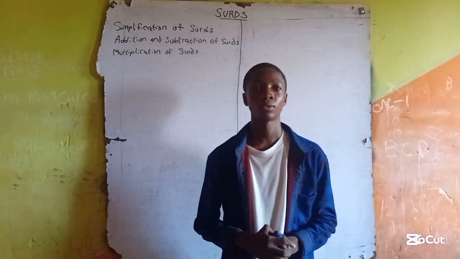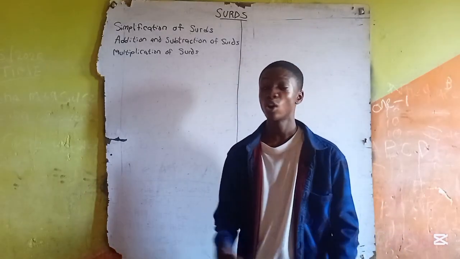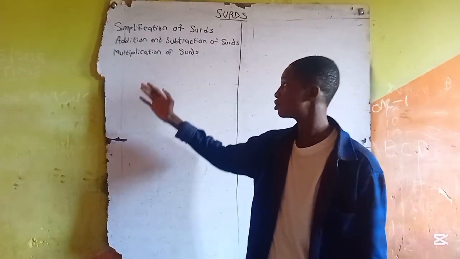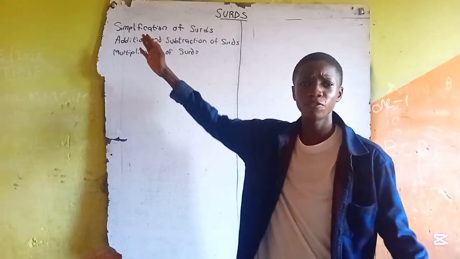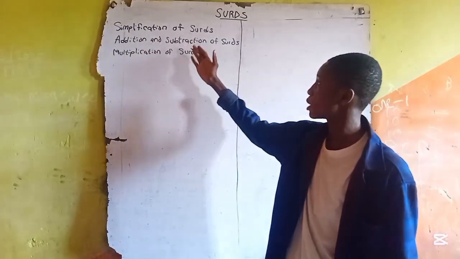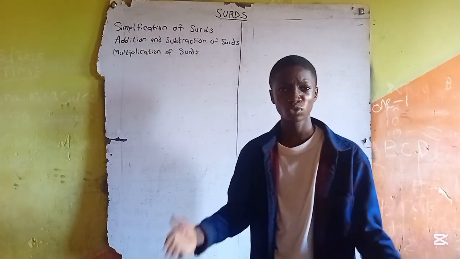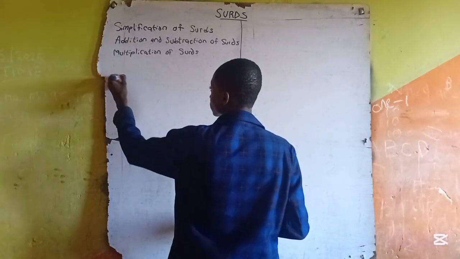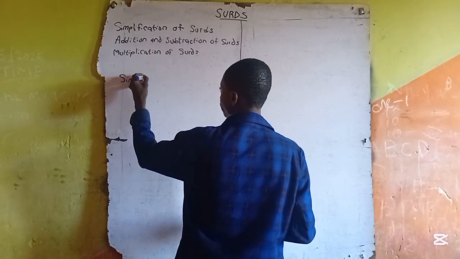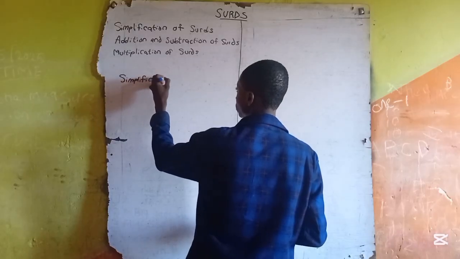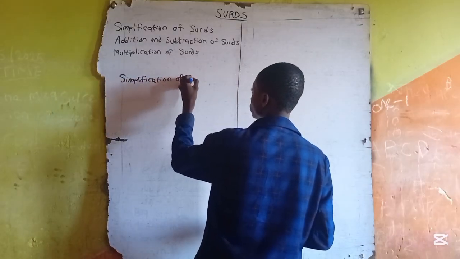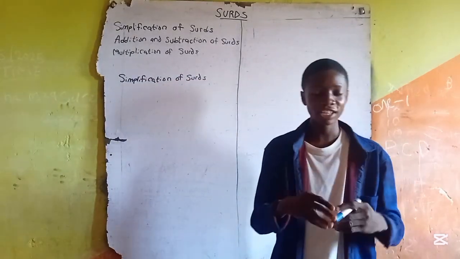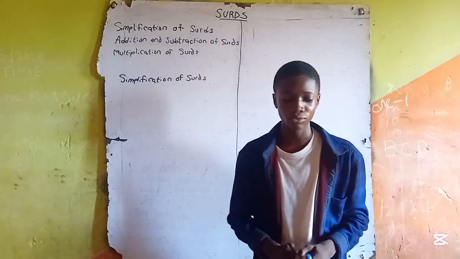Good day everyone. Today in this video we'll be talking about surds. We'll talk about the simplification of surds, the addition and subtraction of surds, and the multiplication of surds. So now let's first start with the simplification of surds. For us to start the simplification of surds, let's use this example.